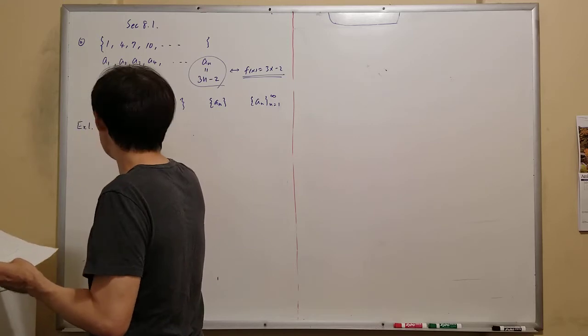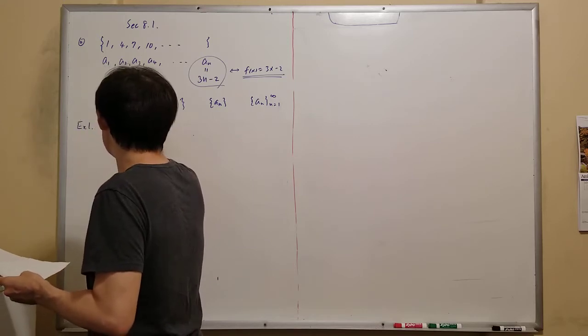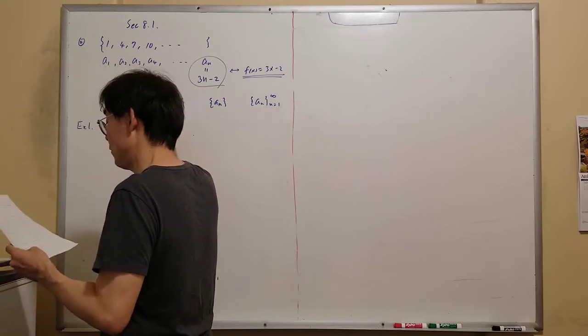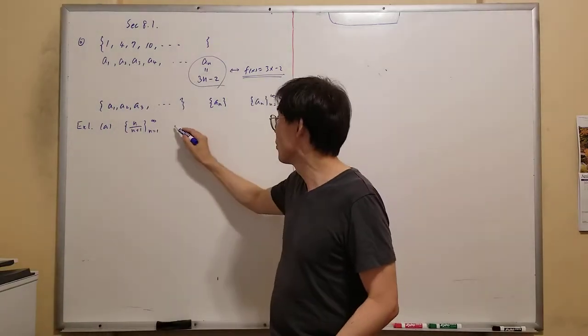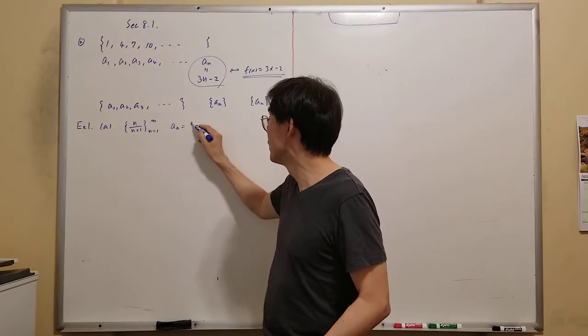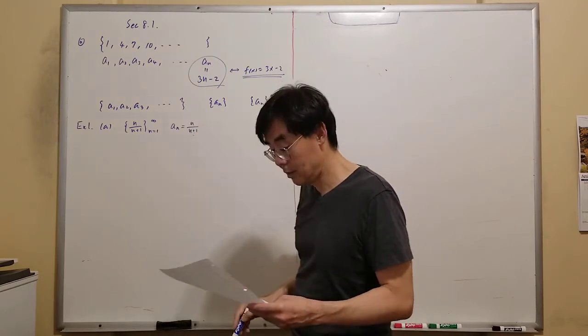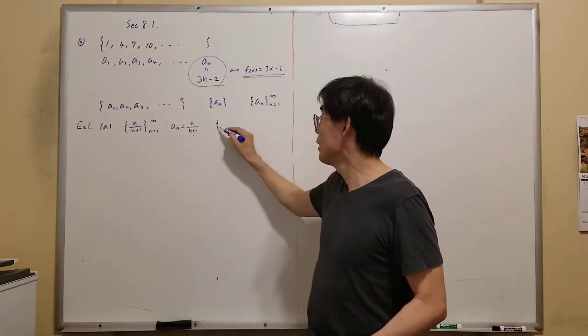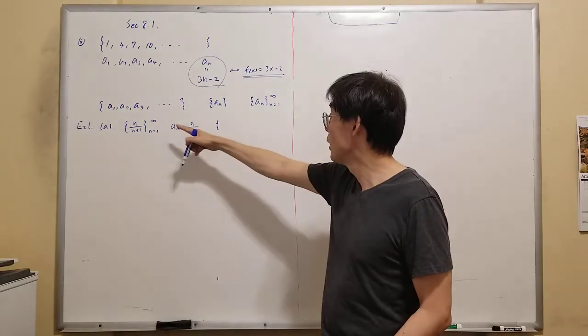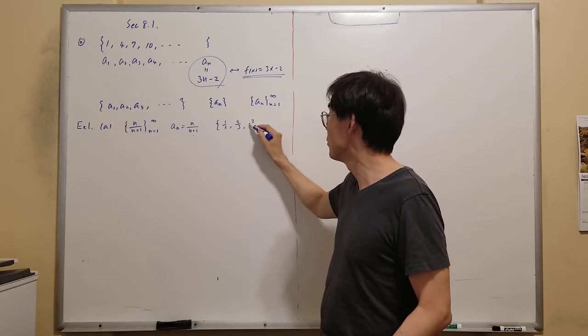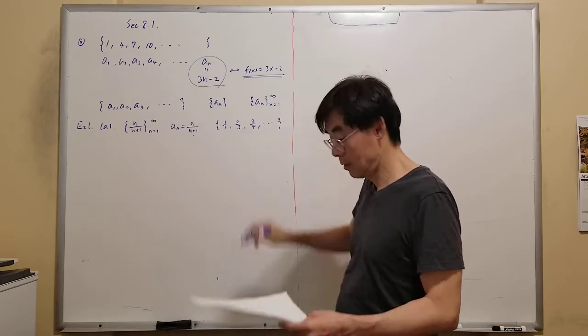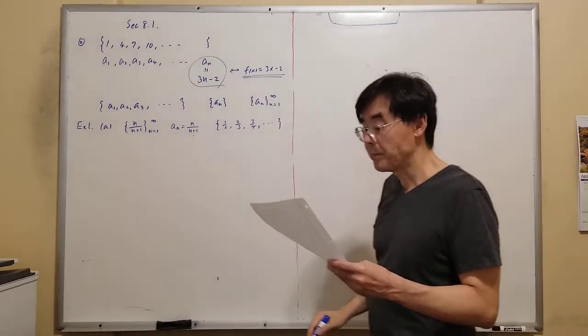So, example on A. If you have this, that means your nth term is n over n plus 1. So if you write it for a few terms, n equals 1, 1 half, n equals 2, 2/3, 3/4, and so forth. Okay?